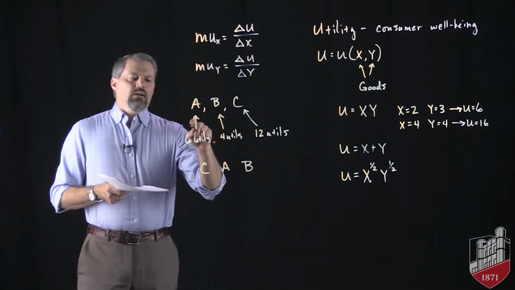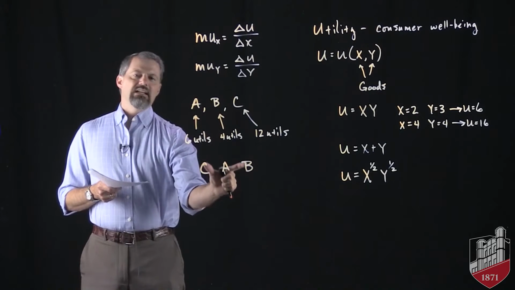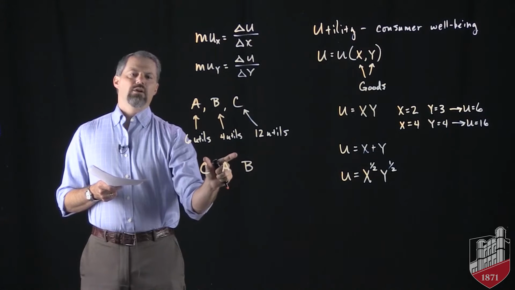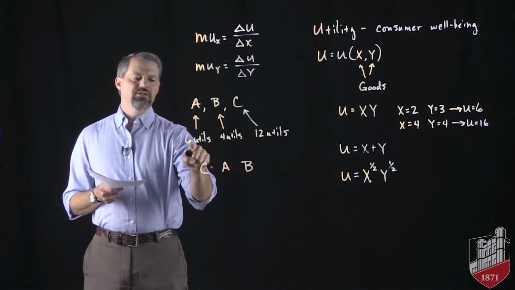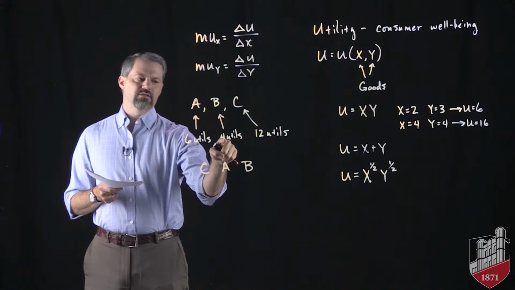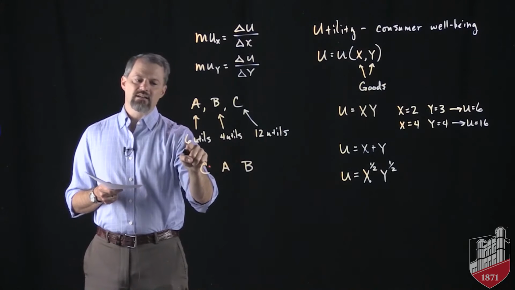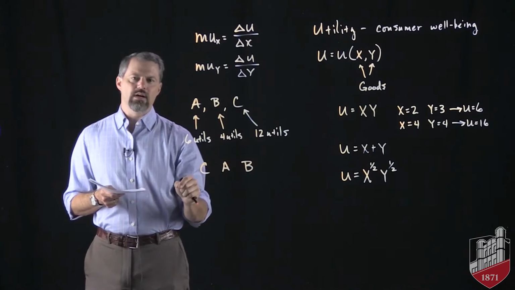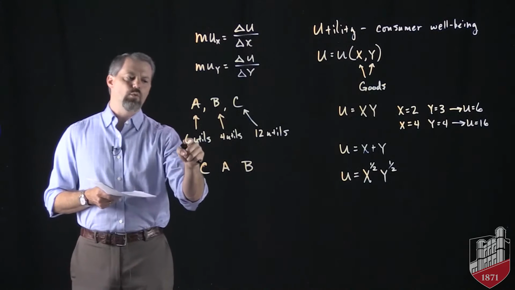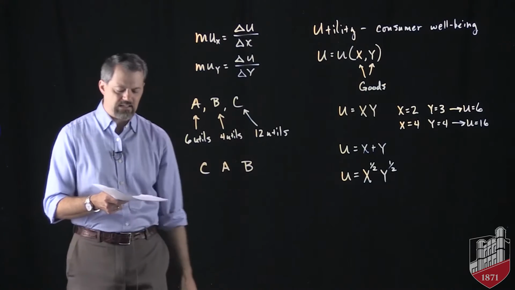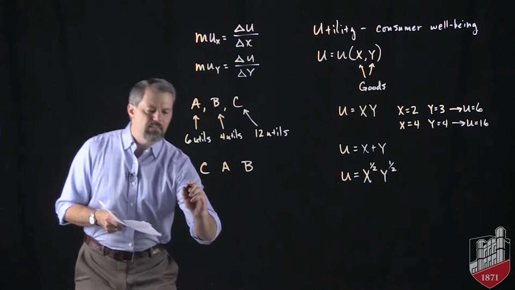Now, we get this ranking, and that's really the only thing that we're going to use the utility function for. We don't really care about the absolute magnitude of these numbers. The only thing we care about is which of them is biggest. We care about the ranking here. So we would get the same outcome.